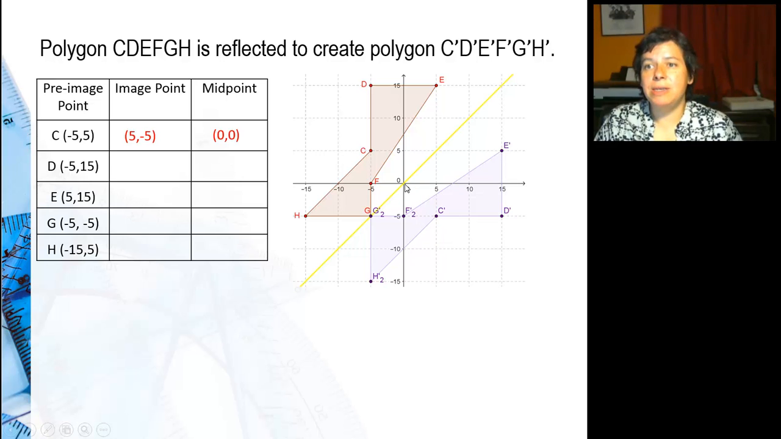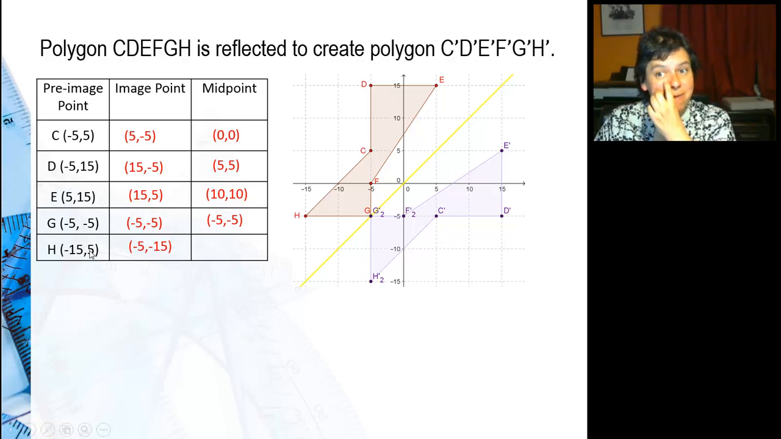The midpoint is at 0, 0. D, when I reflect it across the line, goes all the way to 15, -5. And the midpoint between those two is 5, 5. E ends up at 15, 5. And there's the midpoint, 10, 10. G goes from -5, 5 to -5, -5. And guess what? The midpoint is -5, -5. Finally, H goes from -15, 5 to, that should be -5 right there. Sorry about that. It goes to -5, -15. And the midpoint is at -10, -10.